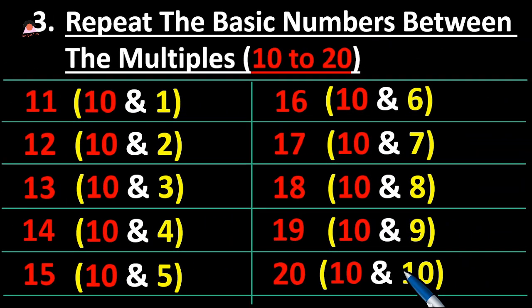So let's try repeating the numbers in between the multiples. Here we're looking at 10 to 20. I told you all we need to do is to repeat the basic numbers. You always need them. It's just addition of the basic numbers that makes up the counting as we move forward in Igbo language. So 11, we only have 10 and 1. 12 is 10 and 2. So this pattern is maintained until we get to 20, which is 10 and 10.